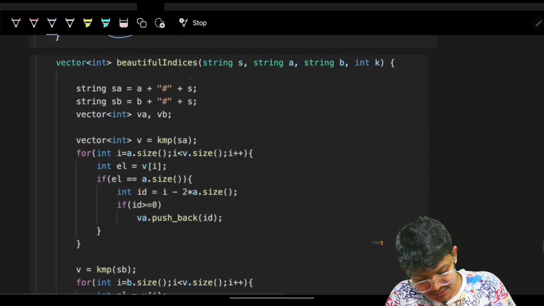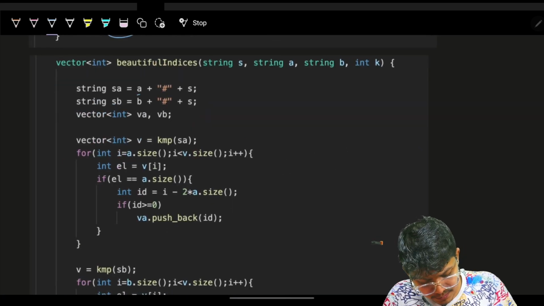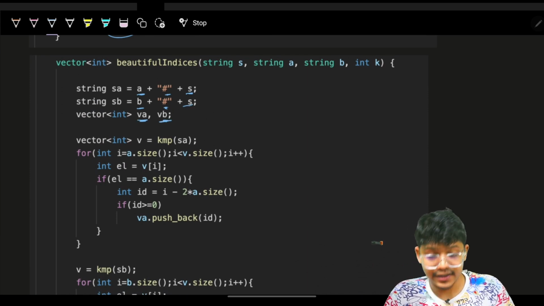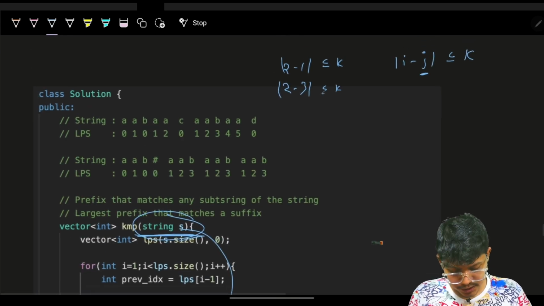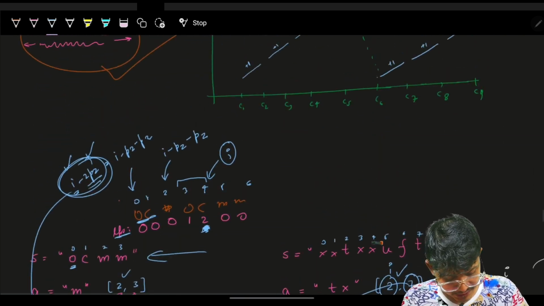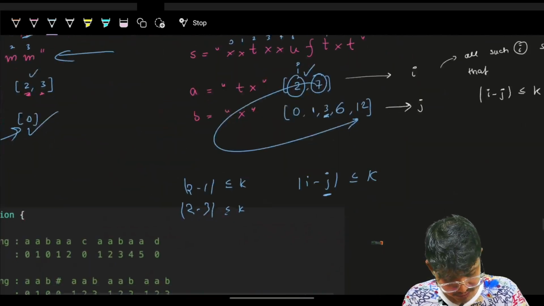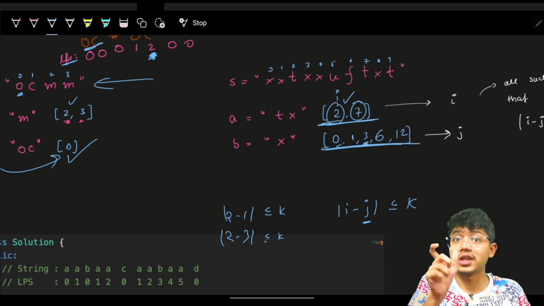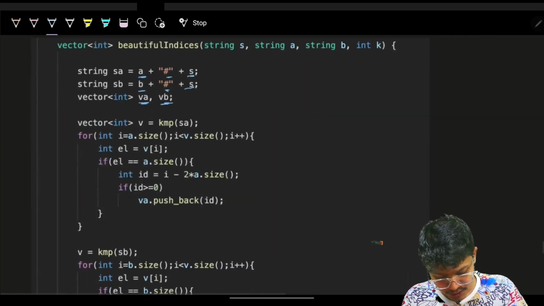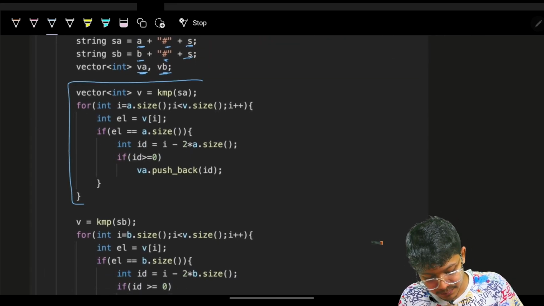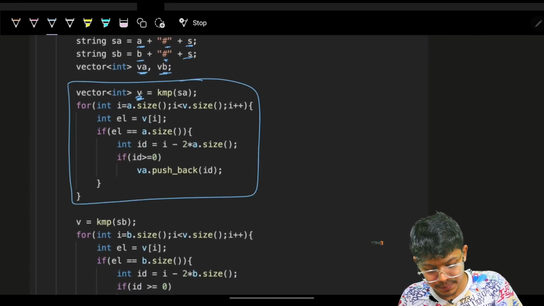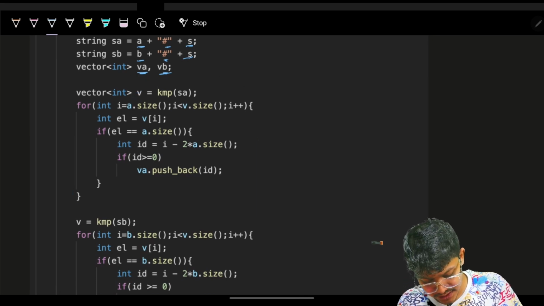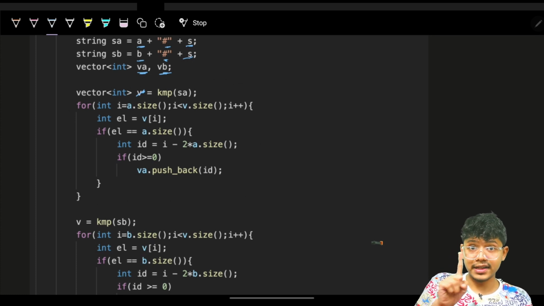So I will firstly make my SA and SB, just combining A, hash and then string, B, hash and string. My vector A and vector B are my actual location vectors. Right now, I will get my answer in my vector V from my KMP. This V is the LPS vector, so V will contain the answer.